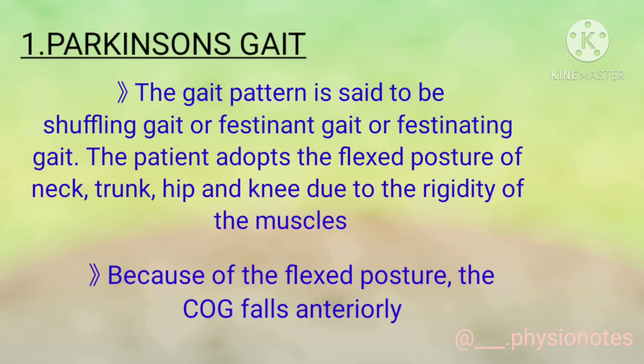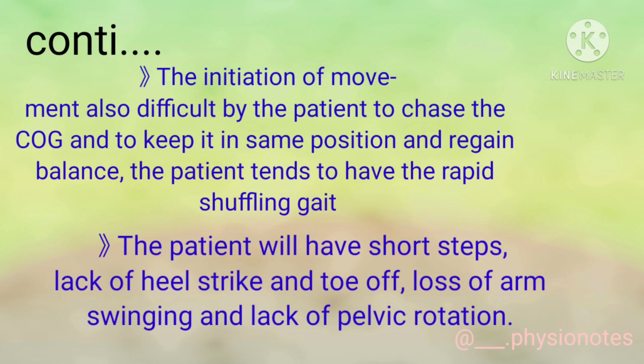First, Parkinson's gait. This gait is also known as shuffling gait or festinate gait. The patient adopts a flexed posture of the neck, trunk, hip, and knee due to the rigidity of the muscles. Because of the flexed posture, the COG falls anteriorly. Initiation of movement is also difficult for the patient to chase the COG and keep it in position and regain balance. The patient tends to have a repeated shuffling gait.